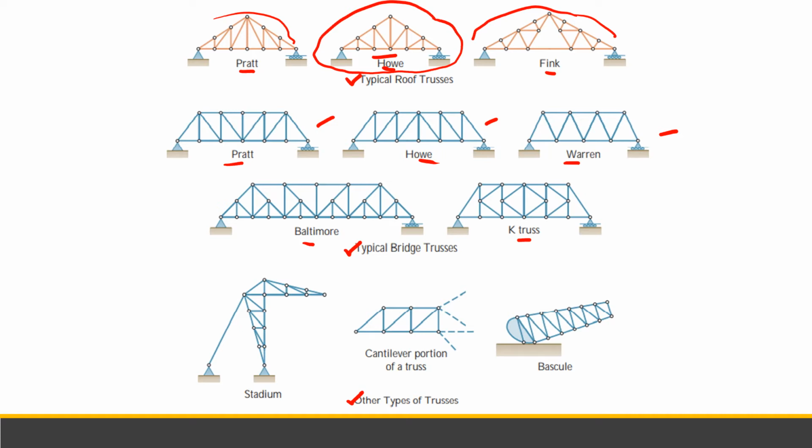Other types of trusses are stadium. So these are example of a stadium truss. Cantilever portion of truss. Cantilever are yung mga naka-overhang, for example, na truss. And bascule. So hindi po nakita ng structure na may ganitong type of truss. So maybe you can search on that. So as you can see, iba-iba yung mga support.